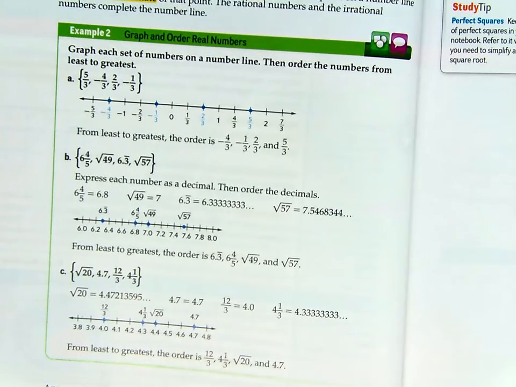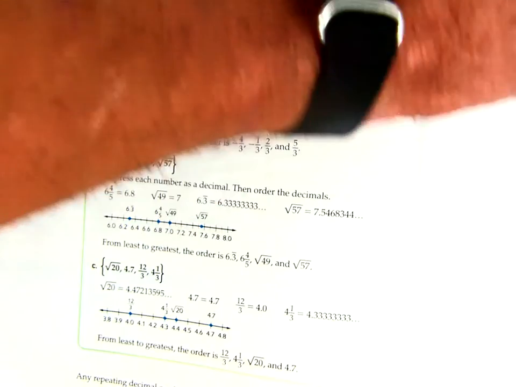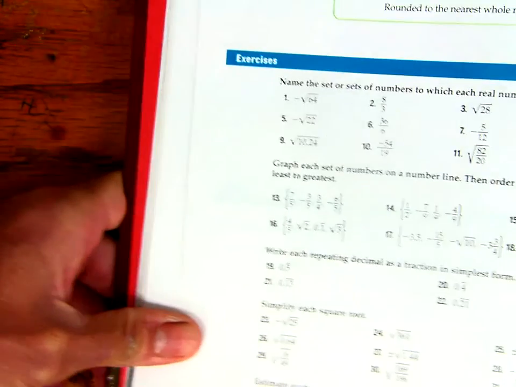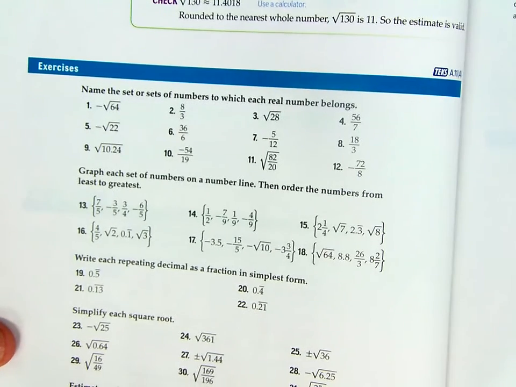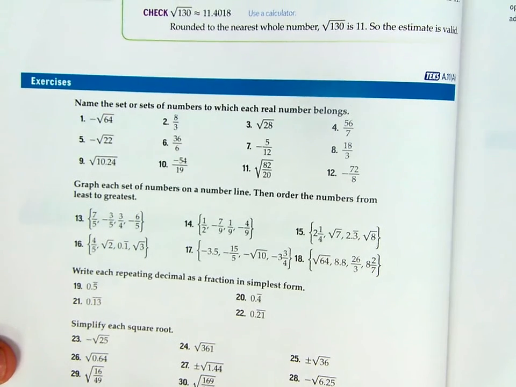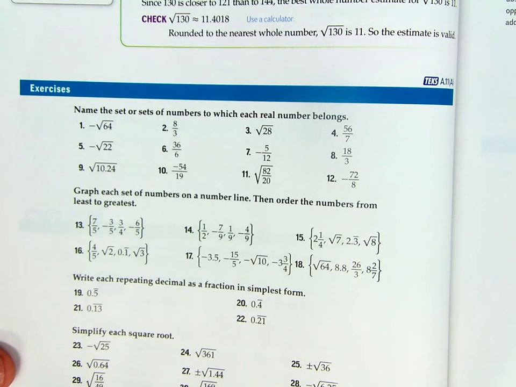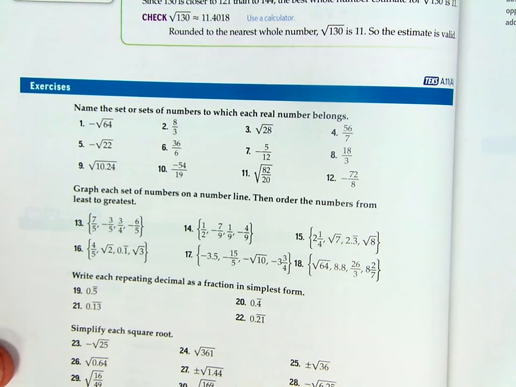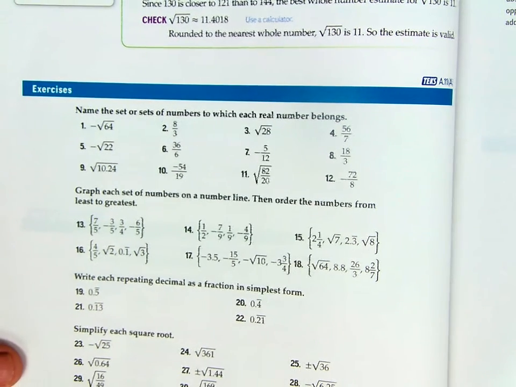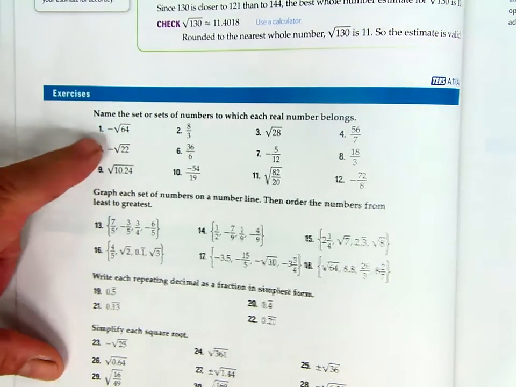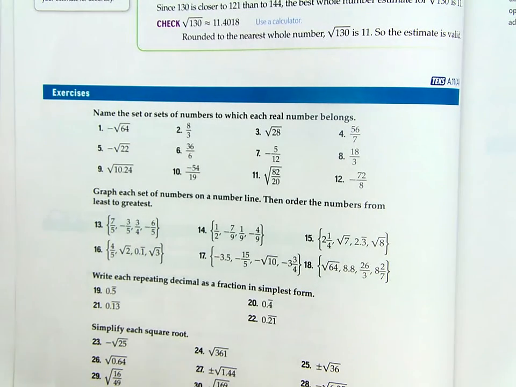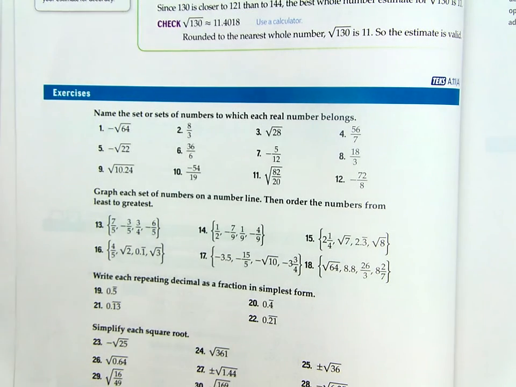Okay. All right, I'm about to lose you, so let's just get on with the work. Here's what I want you to do. I want you to do the even numbers 2 through 18. Name the set or sets of numbers. So there might just be one answer, there could be as many as 4 answers.